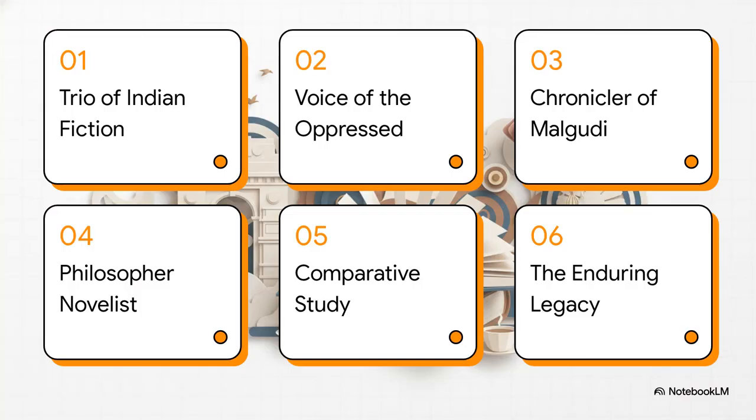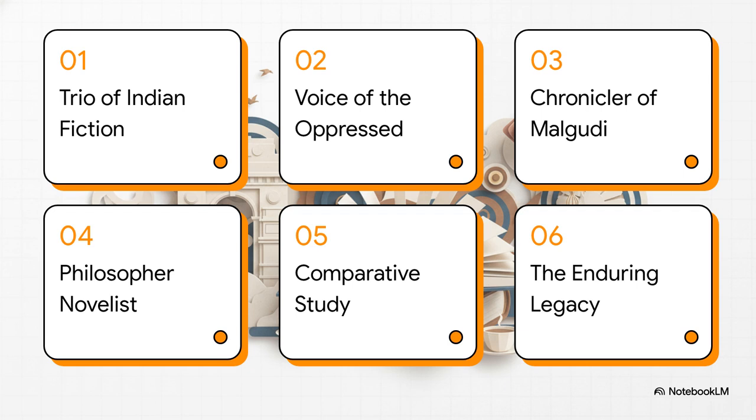So, here's a quick look at how we'll proceed today. We'll start off by introducing the pioneering trio of Indian fiction. Then, we'll look at the unique contributions of Anand, Narayan, and Rao individually before clubbing them together for a comparative study. And finally, we'll wrap up with their enduring legacy.